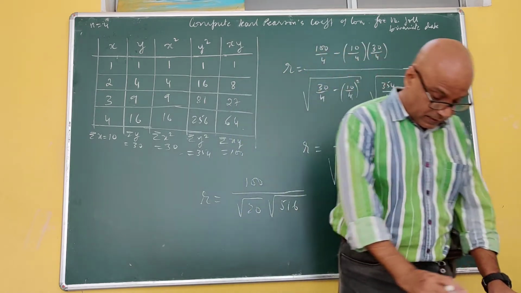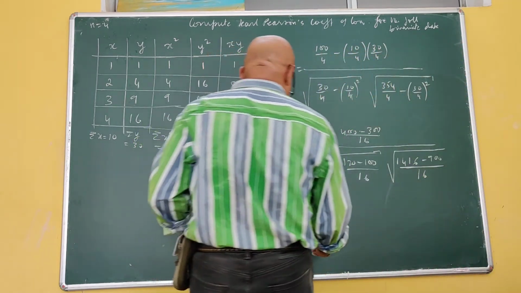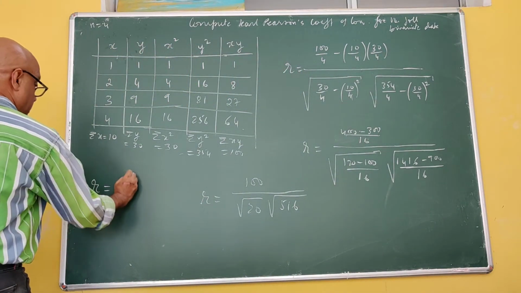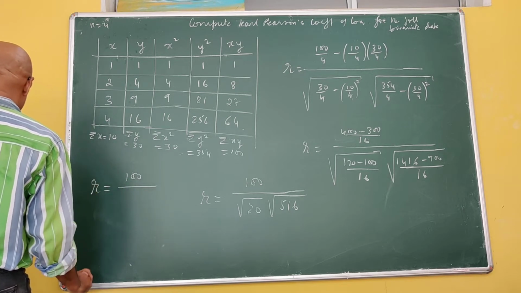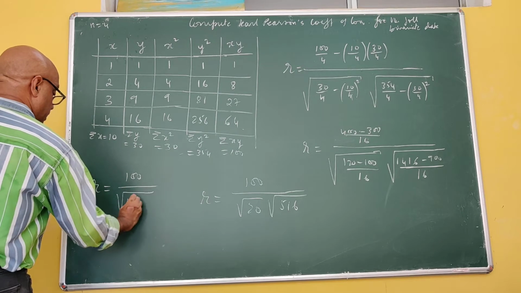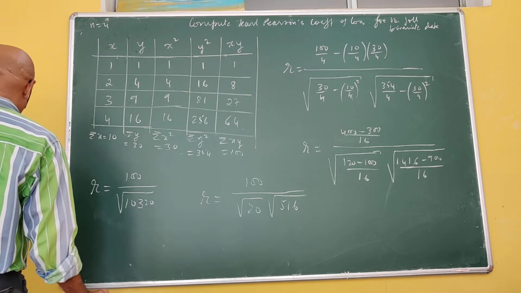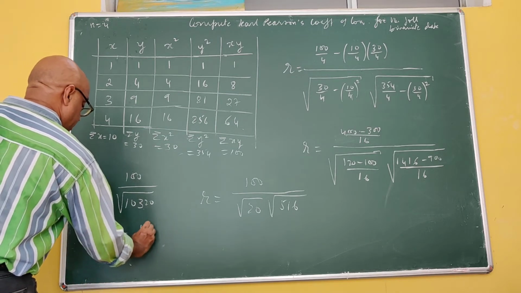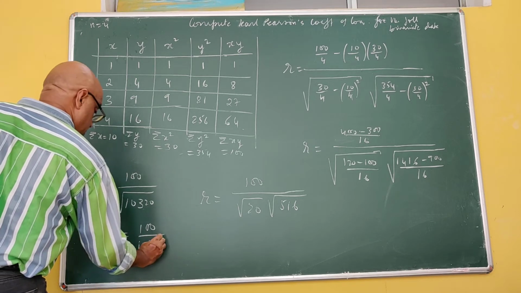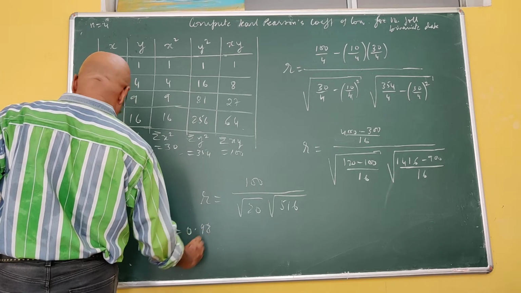See what calculation I have done. That finally turns out to be R becomes equal to 100 divided by root of 10320, and that's going to be 100 divided by 101.59, and that's going to be 0.9843.